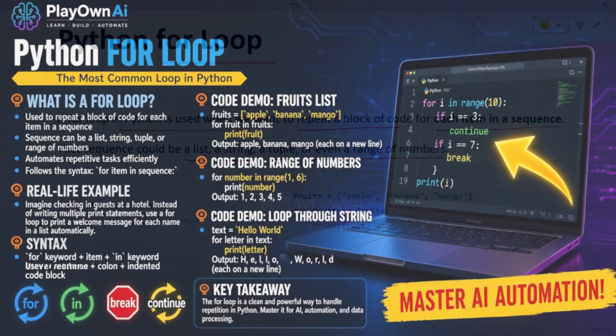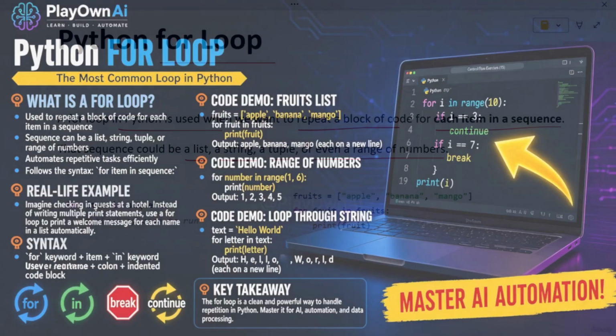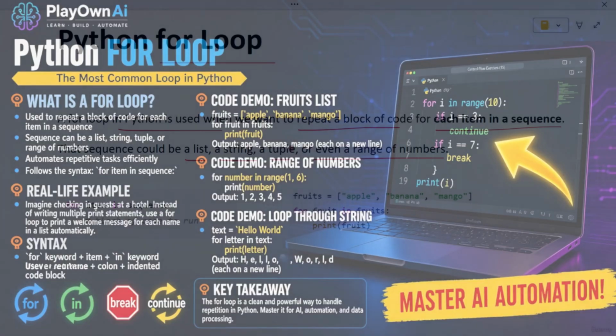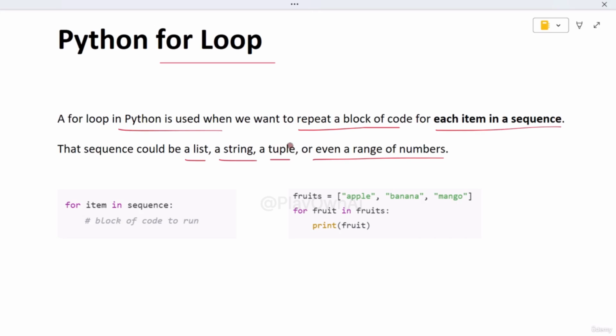Let's take a real-life example. Imagine you're checking in guests at a hotel. You have a list of names, and for each name, you want to print a welcome message. You would write 5 print statements? That would be inefficient. Instead, with a for loop, Python can automatically go through the list and print a message for each guest one by one.